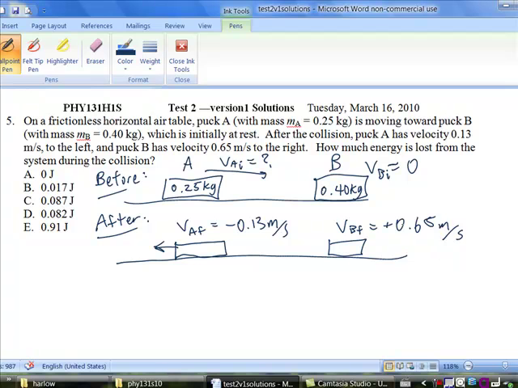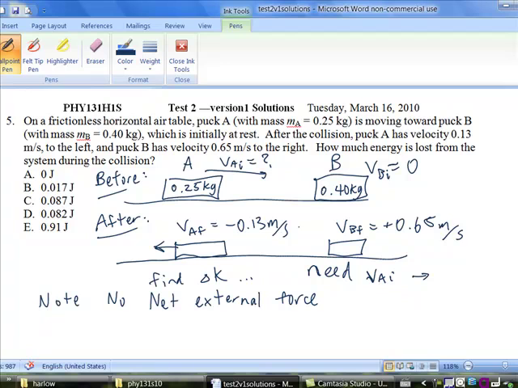And it asks how much energy is lost from the system during the collision. So it's asking for kinetic energy change. So find delta K. The problem here is that we don't have V_A initial. That was never given. So what we're going to do is note that there's no net external force. It's a frictionless system.